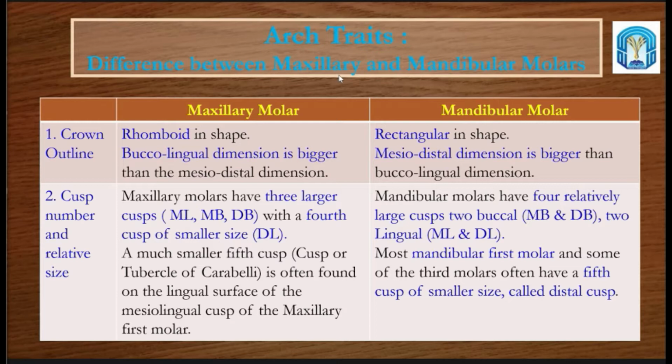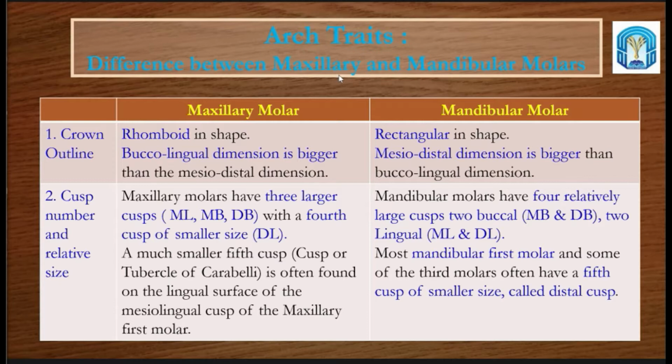Buccolingual dimension is bigger than the mesiodistal dimension. In case of maxillary molar, the buccolingual dimension is always bigger than the mesiodistal dimension. That is, the tooth is a little bit bigger on the buccolingual side. In mandibular molar, mesiodistal dimension is bigger than the buccolingual dimension. That is, the tooth is a little bit long.